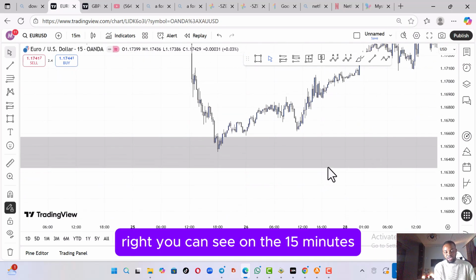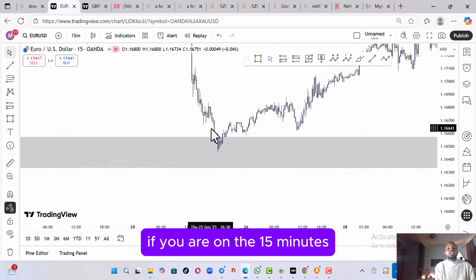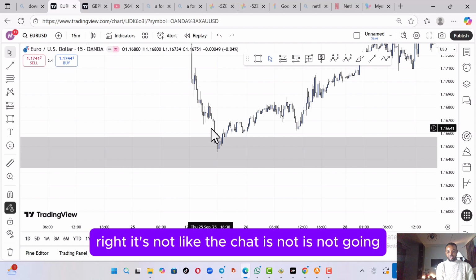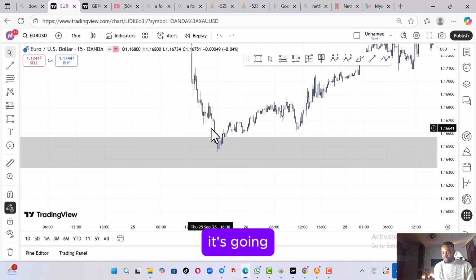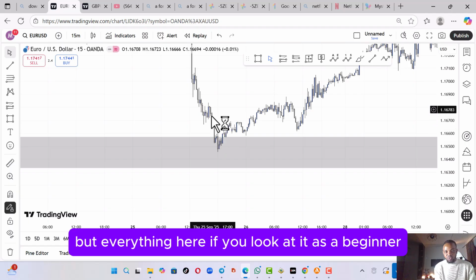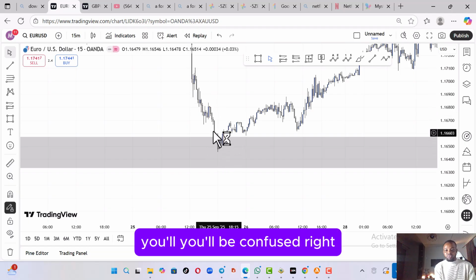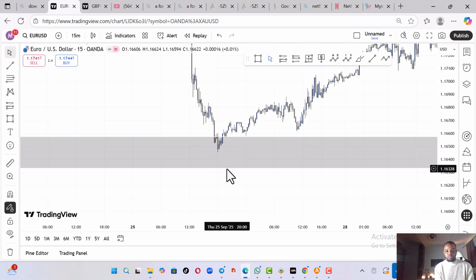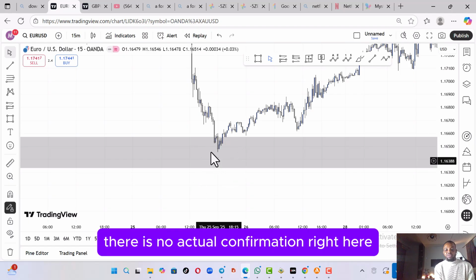Right. You can see on the 15 minutes, you can actually decide what you are going to do here, right? It's not like the chart is not going. It's going. But everything here, if you look at it as a beginner, you'll be confused, right? Because there is no actual confirmation right here.